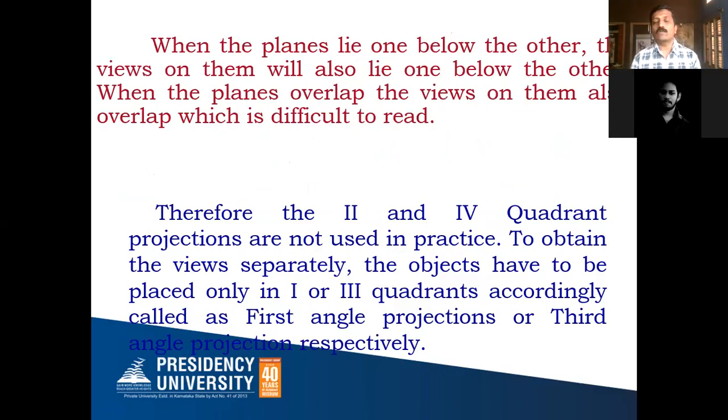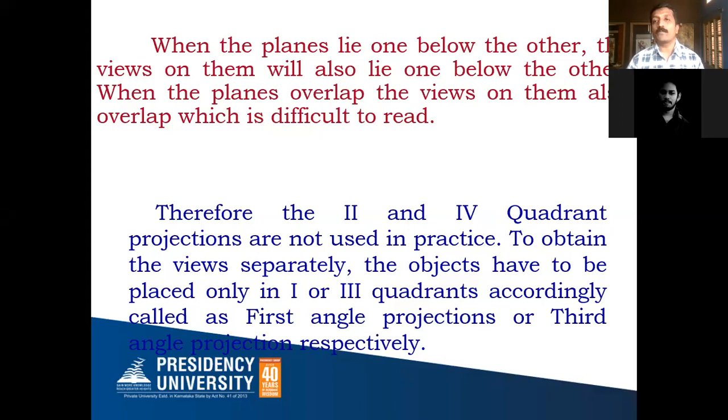the first and third quadrant systems are widely used all over the globe. Why? Because in the first and third quadrants, the planes of projection HP and VP won't overlap with each other. If the planes are not overlapping, the views also won't overlap. That is, the front view and top view you can draw separately and distinctly.